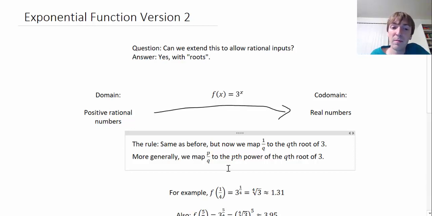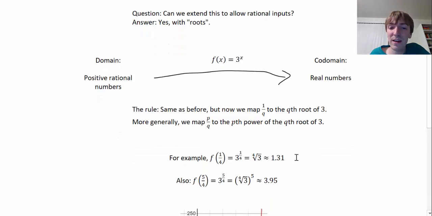What about if we have a numerator that's not 1? Well, if we want to take an exponent p over q, it's a little bit hard to say this in words, but we map this to the pth power of the qth root. Phew. All right.